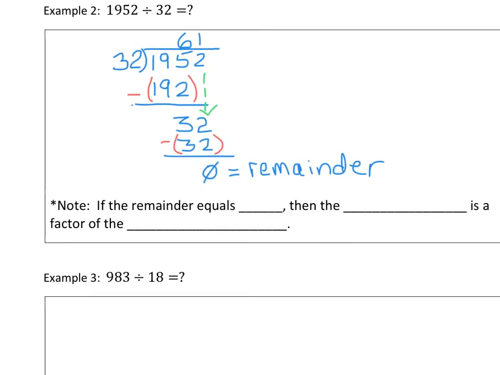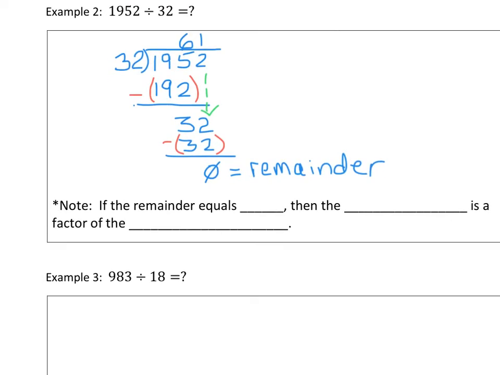Now, if we have a remainder of 0, then one thing we can think of is that the quotient is a factor of the dividend. So if we have no remainder left, then it must be a factor of the dividend. I could likewise say that if we have a 0 remainder, the divisor is also a factor of the dividend.